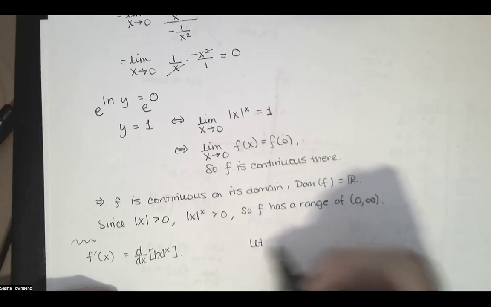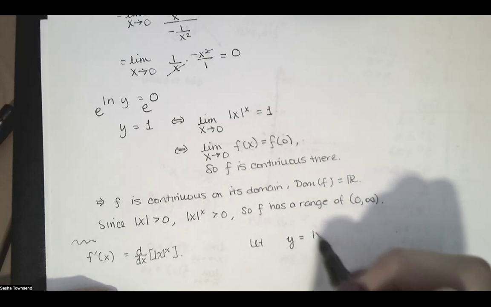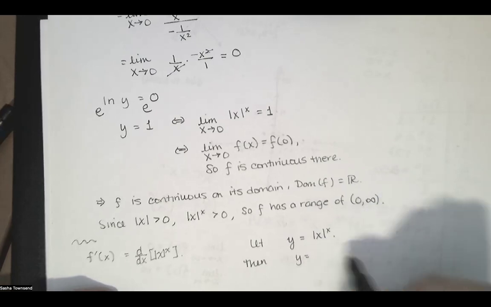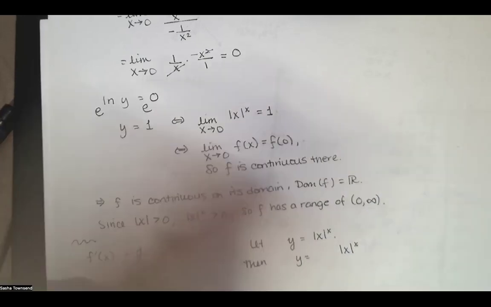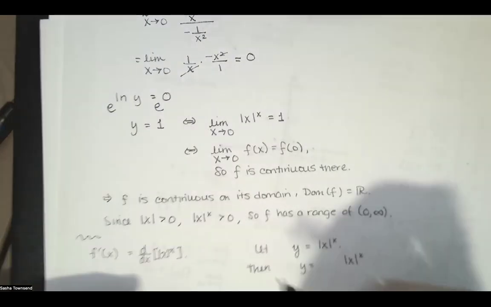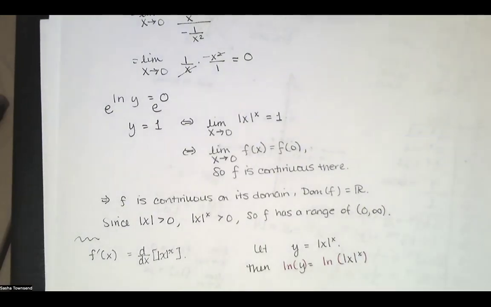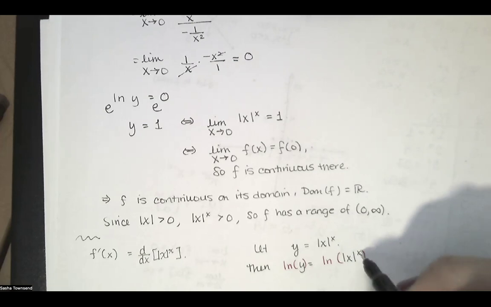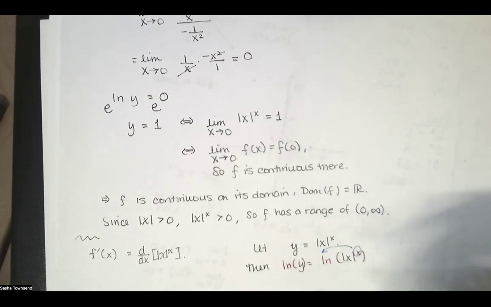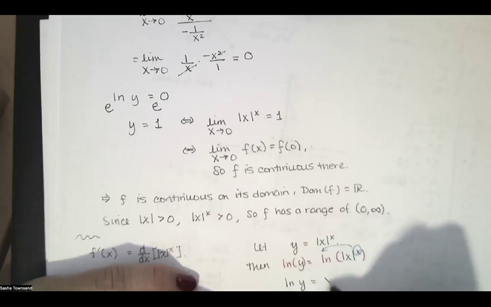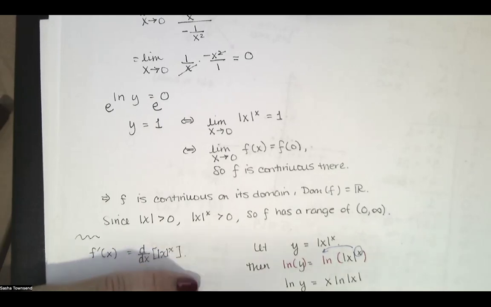So let's let y equal the absolute value of x raised to the x. Then let's compute the natural log of both sides. And then because of our property, natural log of a to the n is n times natural log of a, we can bring that x out front. But this tells us that natural log of y is equal to x times natural log of the absolute value of x.